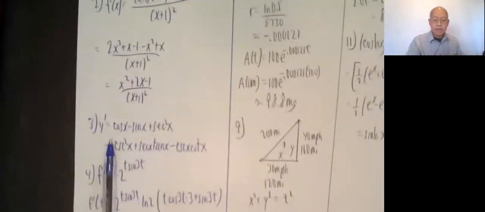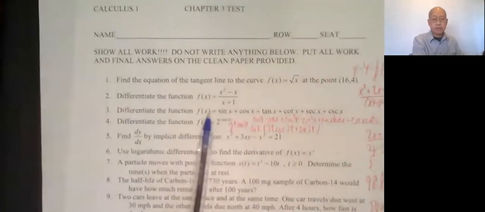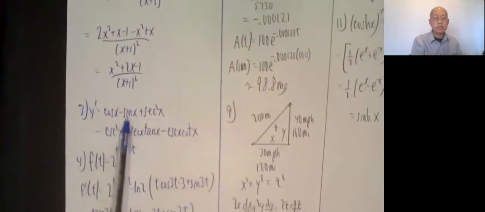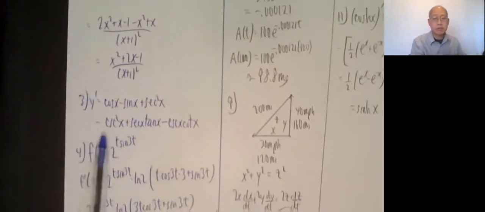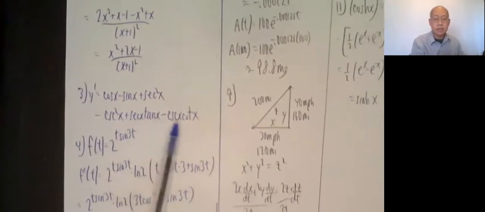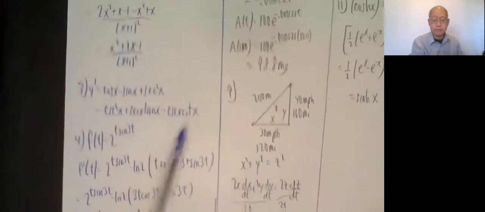Number 3, you basically just have the 6 trig functions and put their derivatives. So that's really all there is to it. So y prime is cosine x minus sine x plus secant squared x minus cosecant squared x plus secant x tangent x minus cosecant x cotangent x.